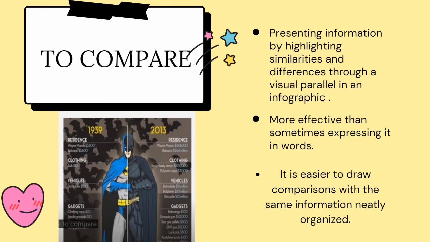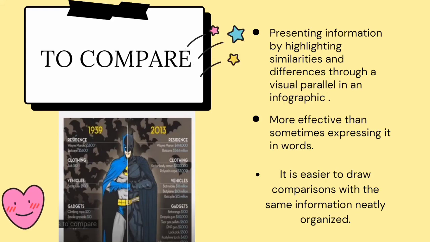As you can see here in the picture, in 1939, it cost $3,800, but in 2013, it cost $444,000. So we can easily compare the price of the superhero changes over the years, like clothing in 1939. It cost $10, but in the year 2013, it cost $300. So it is easy to compare and understand by the use of infographics.